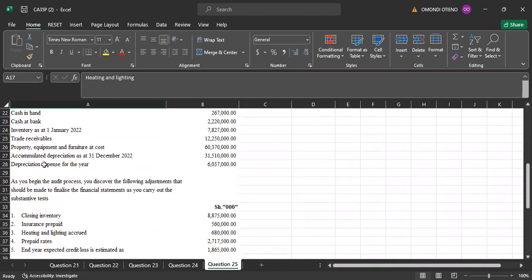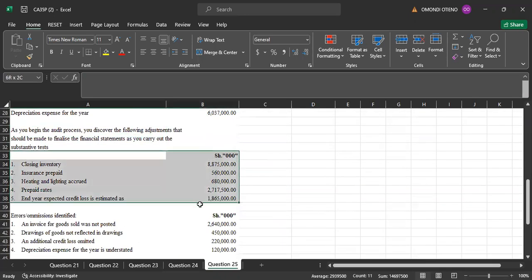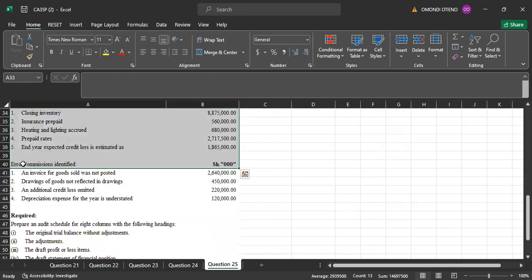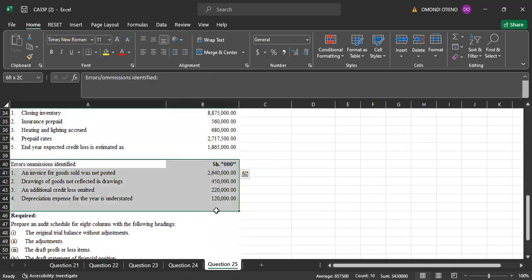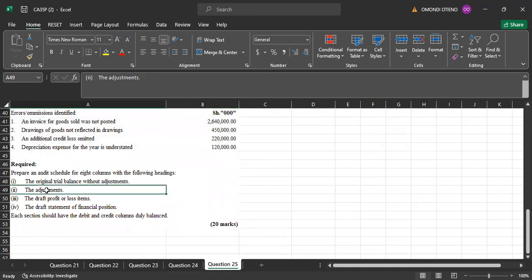Then after this, after depreciation expense for the year, we have this. As you begin the audit process, you discover the following adjustments that should be made to finalize the financial statement as you carry out the substantive tests. So these ones here are basically the adjustments that you need to make. Then you are required to do the original trial balance without adjustments, the adjustments to be done.